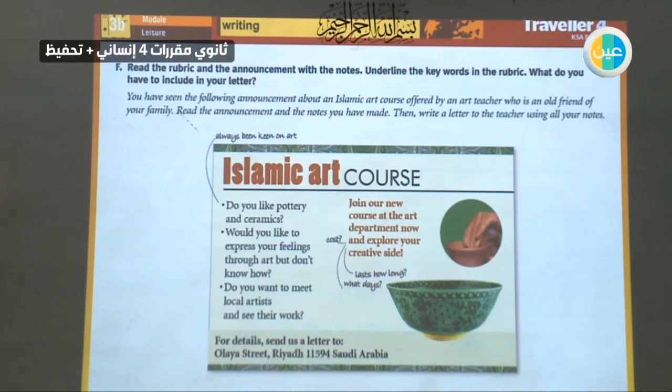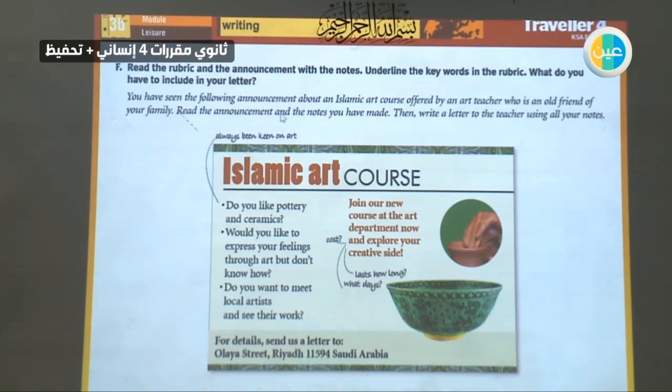Let's move to F. Read the rubric and the announcement with notes. Underline the key words in the rubric. What do you have to include in your letter? Let's read together. You have seen the following announcement about an Islamic course. This is important. It is offered by an art teacher who is an old friend of your family.